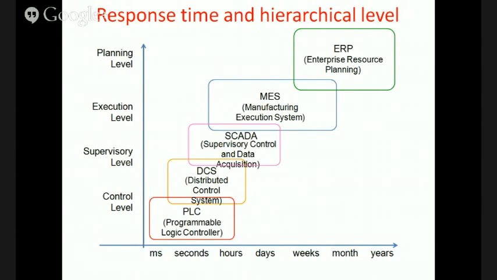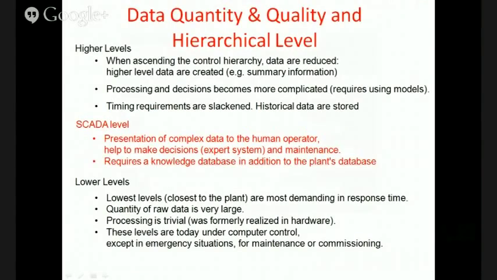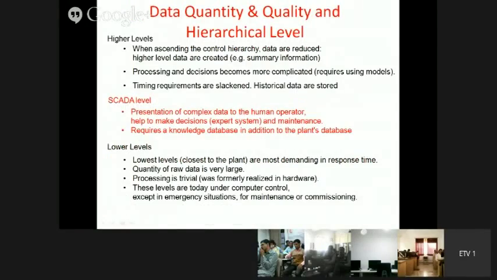Data quantity and quality and hierarchy level, higher levels, lower levels. Ascending the control hierarchy, same thing what I have explained, data are reduced, high level data are created, processing and decision becomes more complicated, but timing requirements are slackened. At SCADA level, presentation of complex data to the human operator helps to make decisions and requires knowledge of the database in addition to the plant's database. The lowest levels are the most demanding on resources. Time will be the most demanding, but quantity of raw data is large, processing is trivial, and these levels are today under computer control, except in emergency situations for maintenance or engineering.